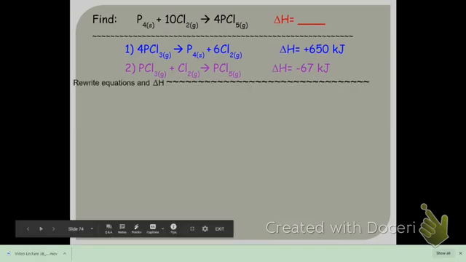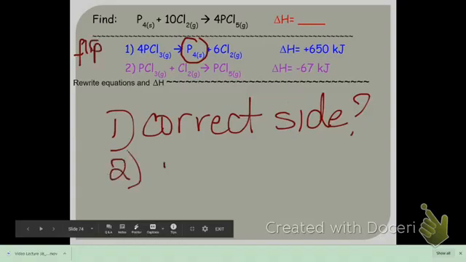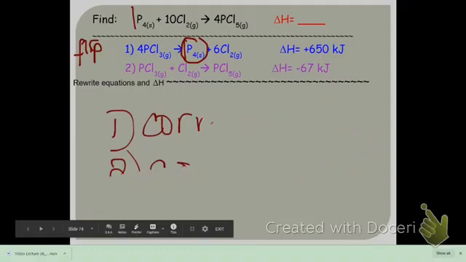We're looking for P4 only once, and it does occur right here. The question, is it on the correct side? We notice that it's a product. It should be a reactant, so no. We have to flip it. Second question, does it have the correct coefficient? We find that this has a coefficient of 1. This has a coefficient of 1, so that is correct. So we can leave that one as just a flipped equation. Now remember, when I write flipped, I've now locked it in. I can't go back and work on it.